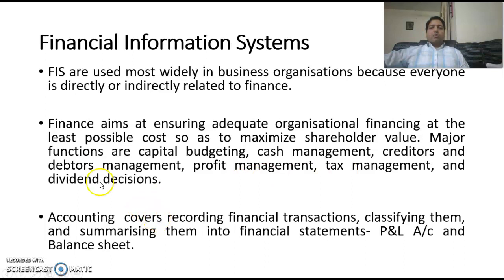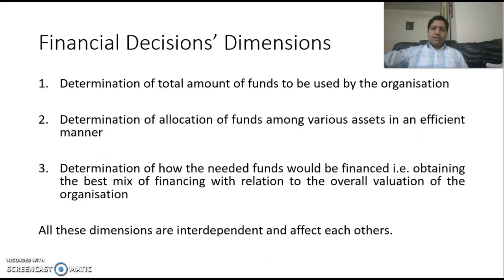We can see there are two areas majorly discussed, finance as well as accounting. Financial information system and accounting information system are parts of the financial information system of any organization. Finance aims to take three kinds of decisions, which we'll discuss later. Accounting covers recording financial transactions, classifying them and summarizing them into financial statements, as you already studied in your accounting and financial subjects.